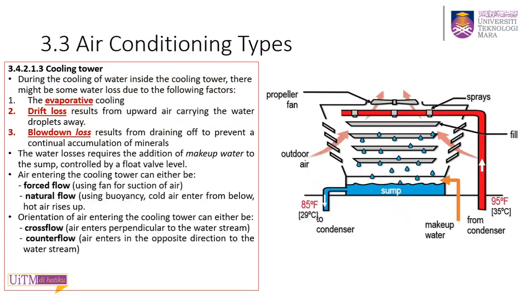Now, during the cooling process in a cooling tower, there will be some losses in terms of water. The first type of loss is due to the evaporation process, where some of the water will evaporate and leave the cooling tower. The second type of loss is drift loss. This is due to the suction fan, which pulls the air inside the cooling tower, which eventually carries some of the water out. The third and final type of loss is blowdown loss, which happens during maintenance when cleaning the tank from unwanted contaminants.